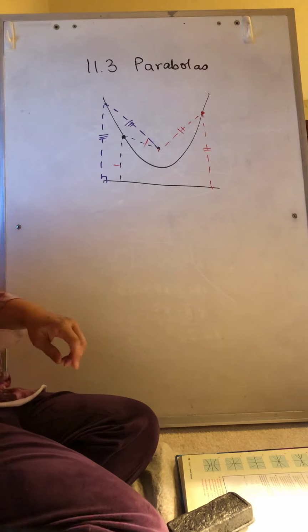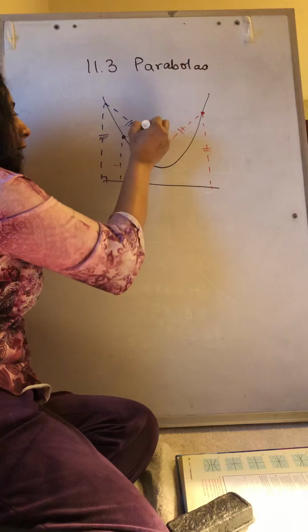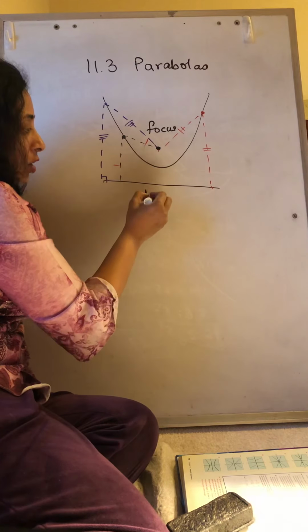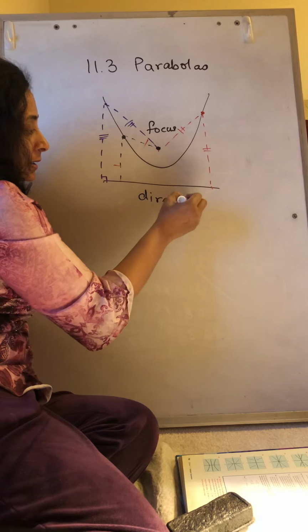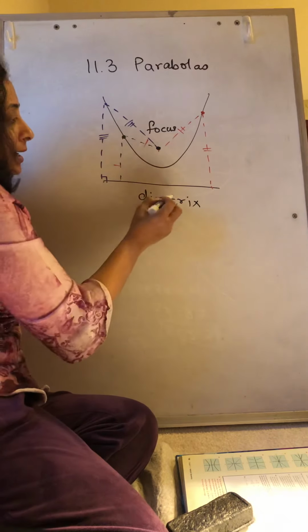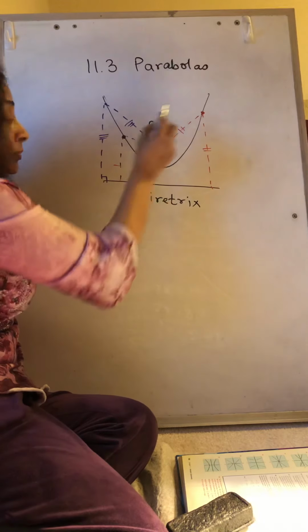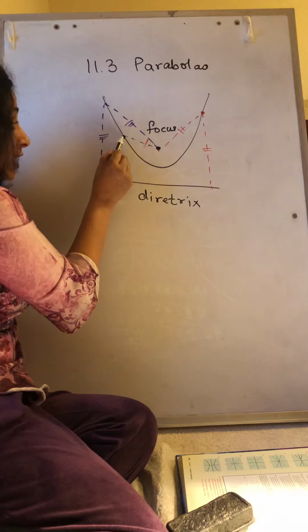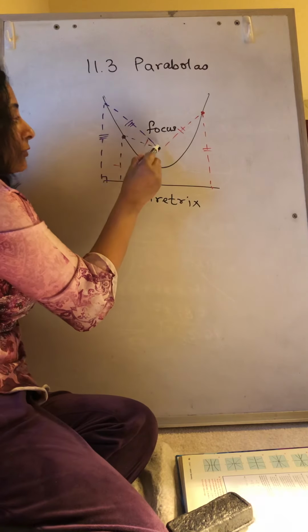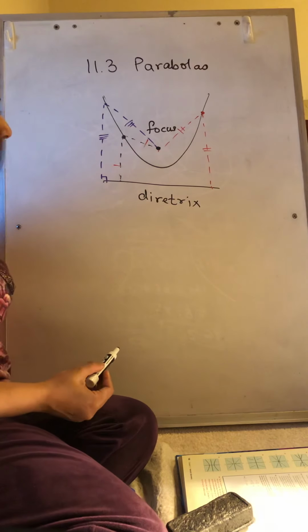This point is called the focus. Okay, so this fixed point is the focus. And there is a line which is called the directrix. Okay, focus is a point, directrix is a line. So every point on the parabola will have the same distance from the focus and the same distance from the directrix.